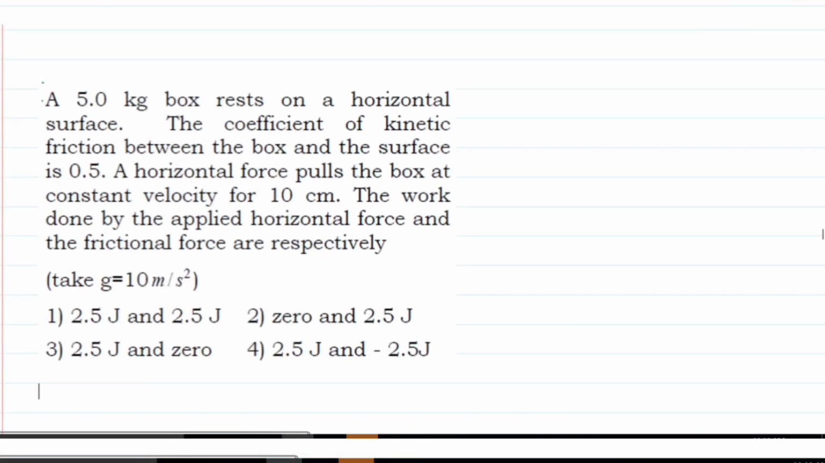Let us see the next question. A 5 kg box rests on a horizontal surface. The coefficient of kinetic friction between the box and the surface is given as 0.5. This means you are placing this box on a rough surface.